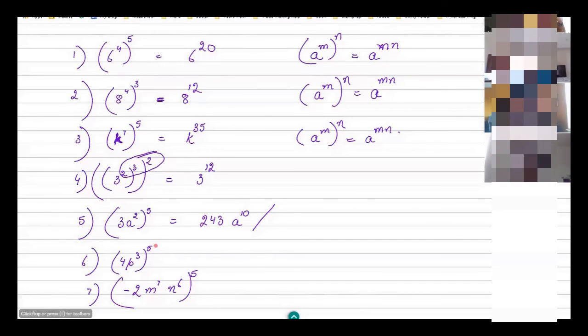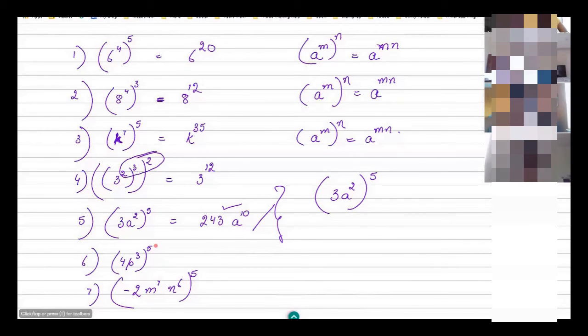3a to the 10th power. See, when we say (3a²) whole bracket to the power 5, this power is on top of the bracket. That means whatever is inside the bracket, this power is going to apply to everything. So 5 is going to apply on 3 as well, and on this term also. When we apply 5 to 3, we get 3 to the power 5. And when we apply it to this, we get a² to the power 5.